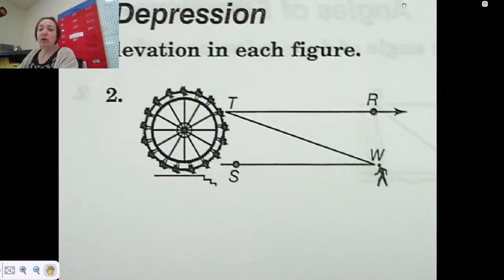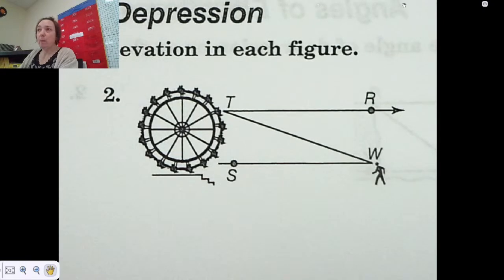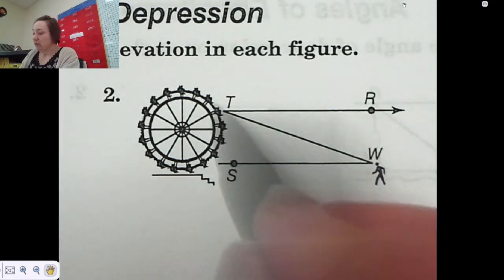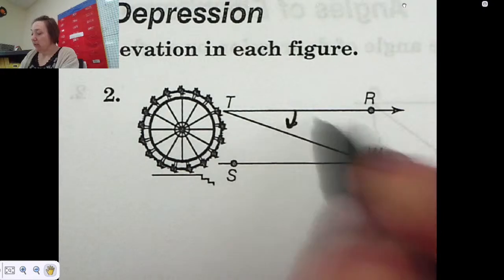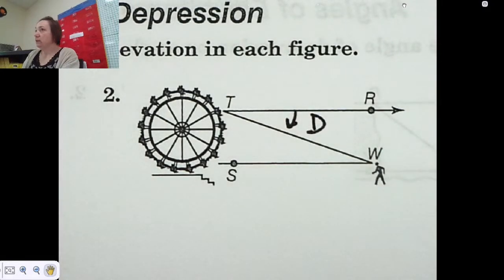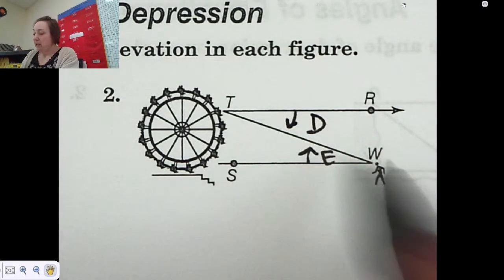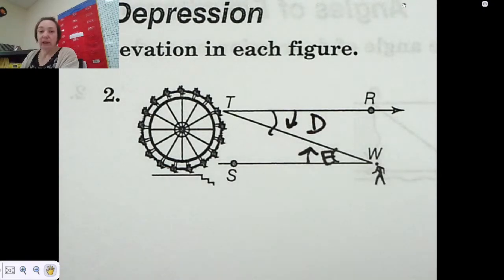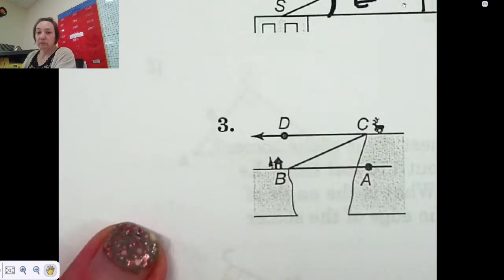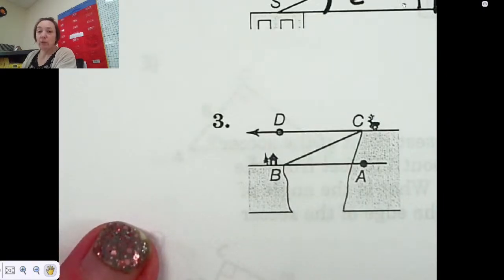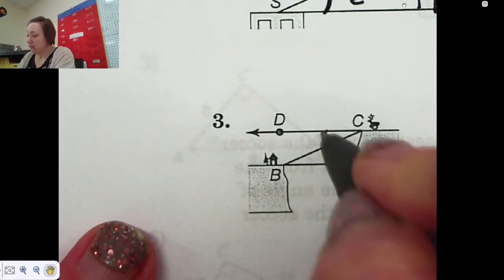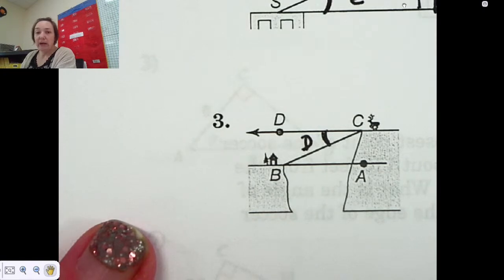What is our angle of depression on this photo? RTW, this guy, right? That's our angle of depression. What's our angle of elevation? SWT, this guy. And we know that those two are congruent, right? Okay, what about number 3? What is our angle of depression? DCB, right there. That's our angle of depression. Where's our angle of elevation?